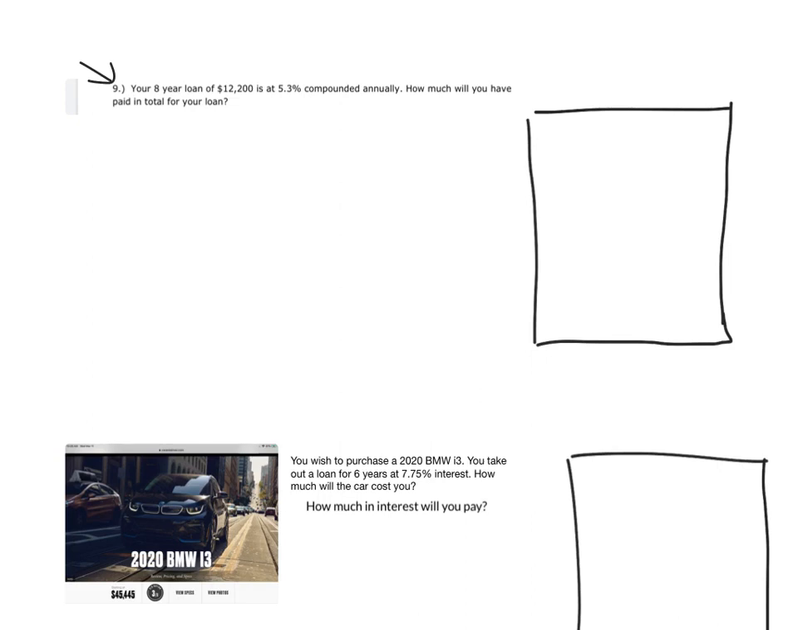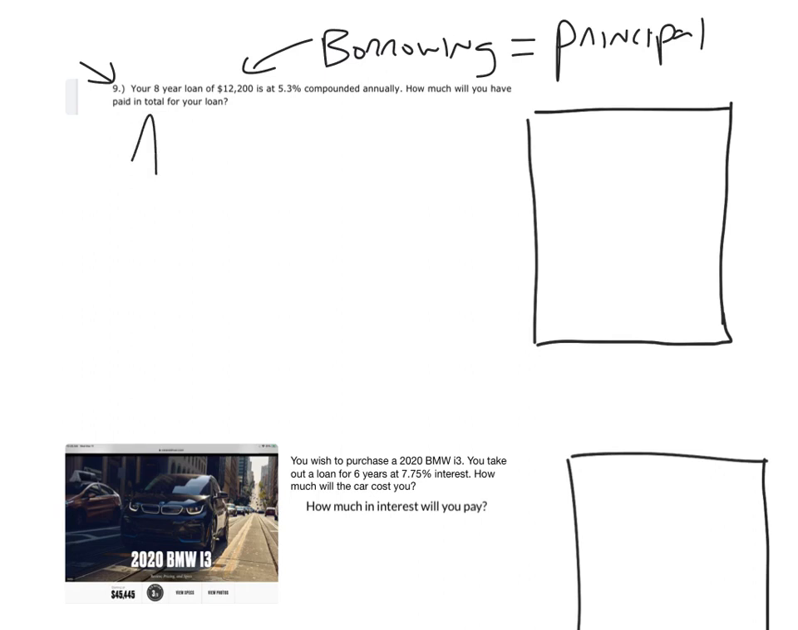Your 8-year loan of $12,200 is at 5.3% compounded annually. How much will you have paid in total for your loan? So you're borrowing $12,200. How much you're borrowing is going to be the principal in our interest formula. A equals P(1 + r/n)^(nt).